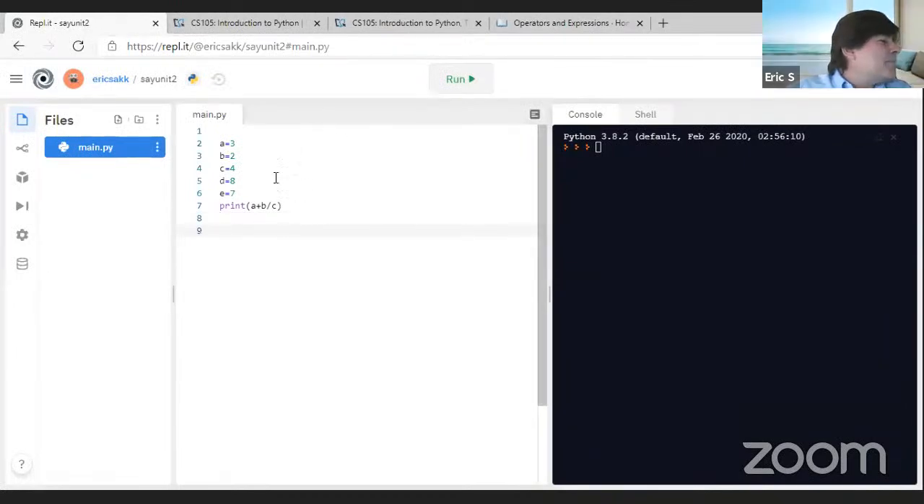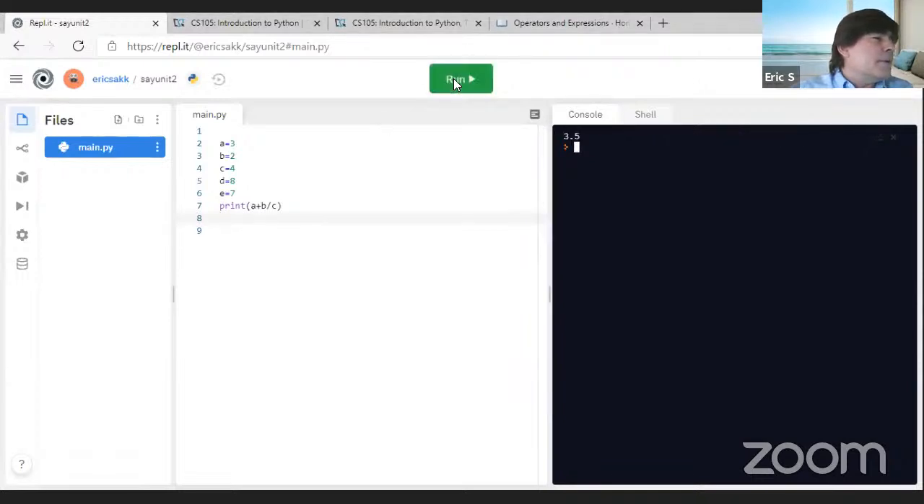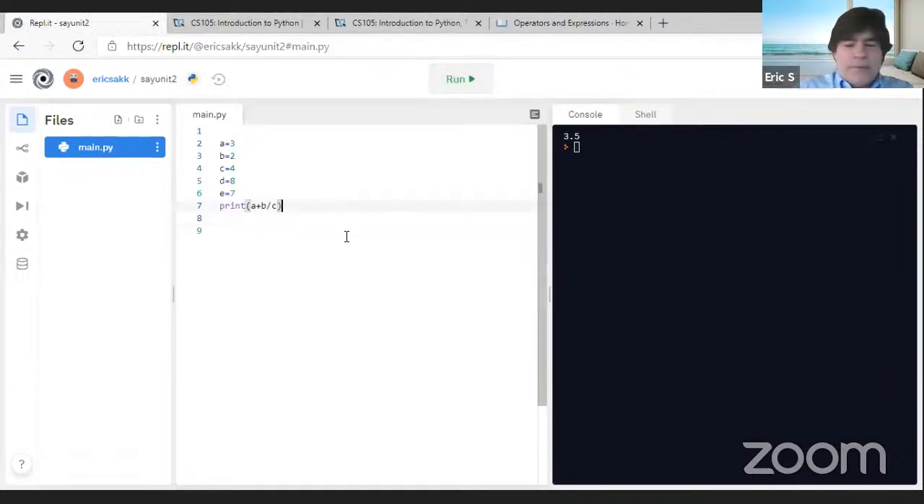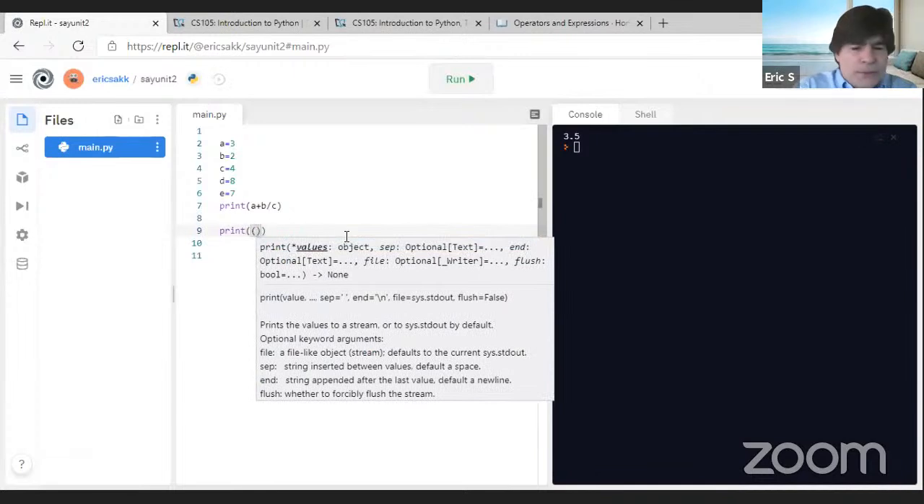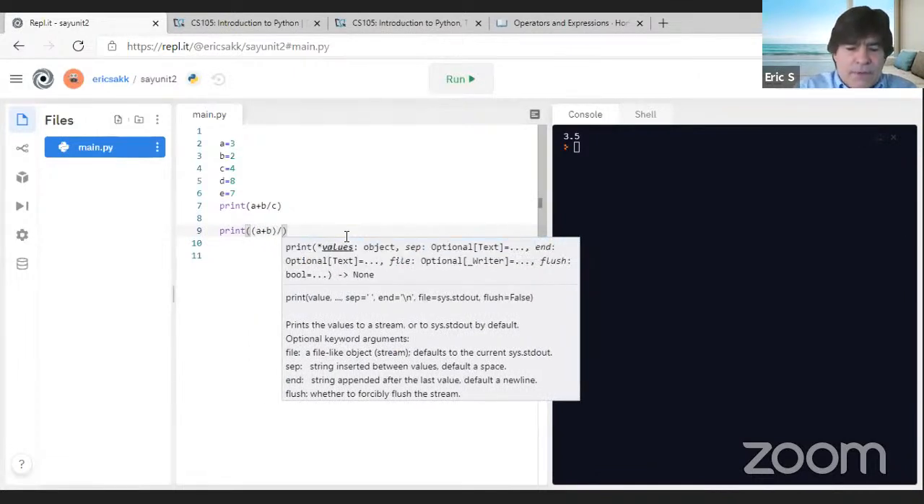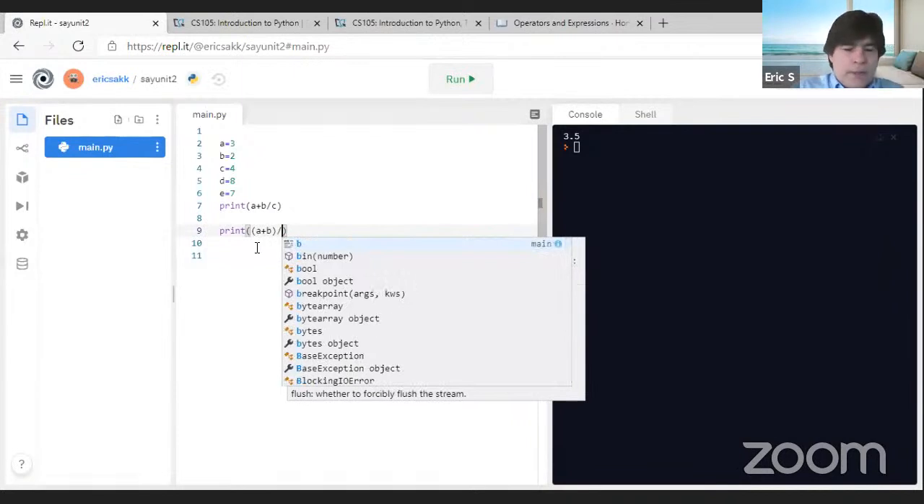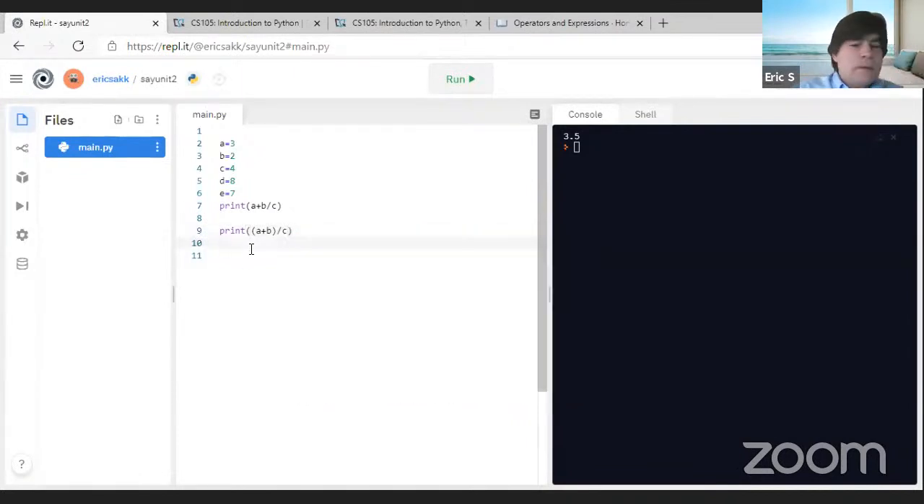So b divided by c is performed first, and then a is added second. If we go ahead and run this, we should see the number 3.5. If that isn't what you wanted to do, maybe you wanted to add the numbers a plus b first, then you've got to put parentheses in there to do the addition first, to override the basic language construct that obeys the basic rules of algebra. So in this case, you're saying you actually want to add the two numbers first and then divide by c.